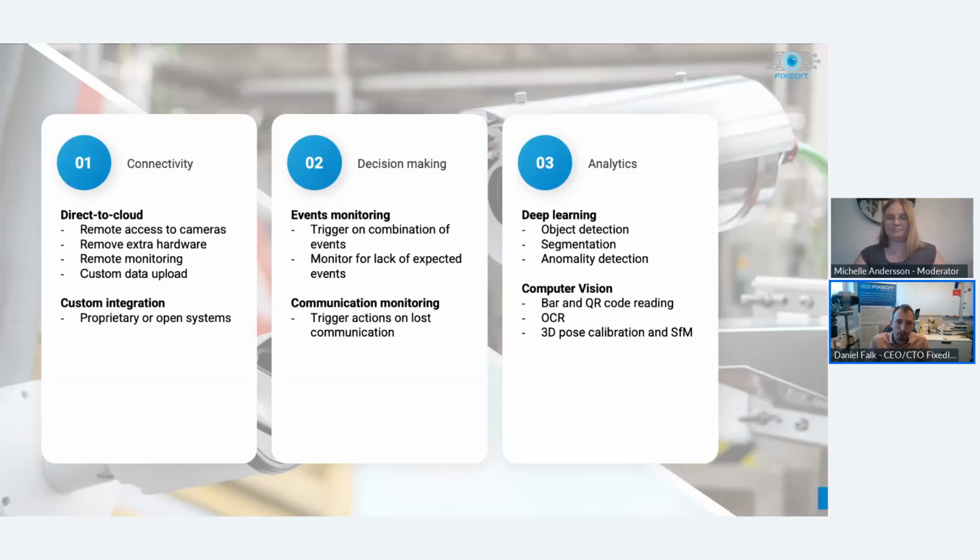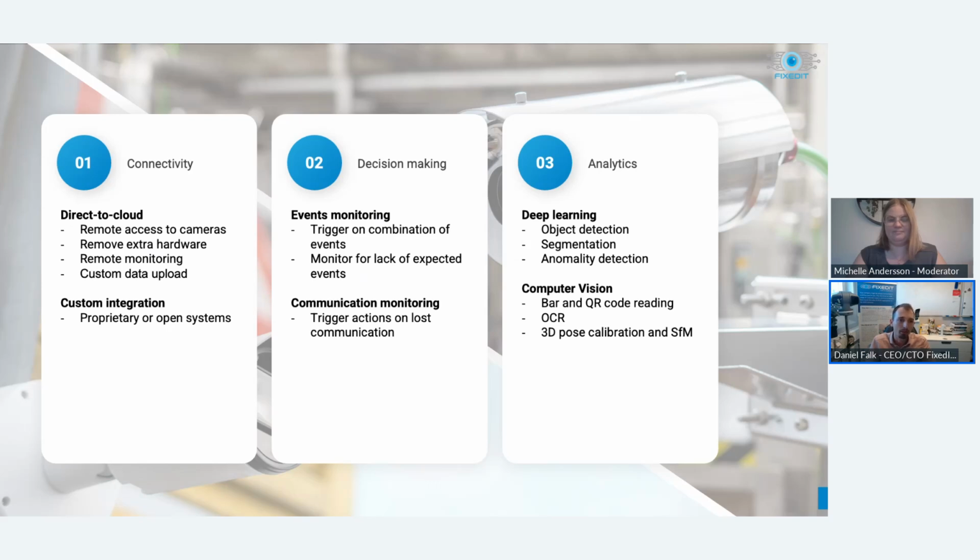So just a quick look at some different use cases that you can do before we dive into what an ACAP application actually is. So we like to split these use cases into 3 different categories. So we have connectivity, we have decision making, and we have analytics, where connectivity is all about connecting different things in a more native way.